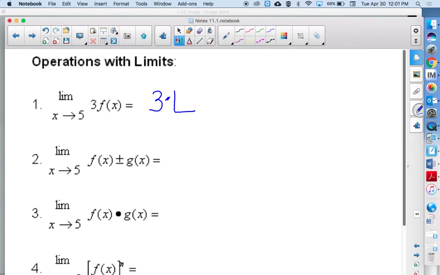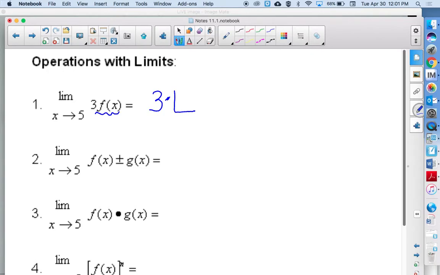So the limit of negative 2g of x. G of x is 8. So you're taking 8 times negative 2, which is negative 16. So you're taking the limit, you're multiplying it by 3, whatever the limit of the function is. So it's really the operation of the limit, not the operation of the function.